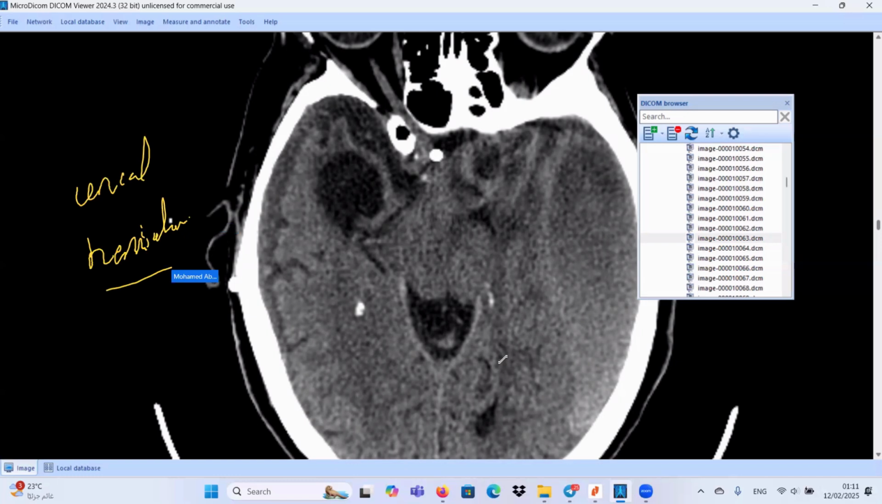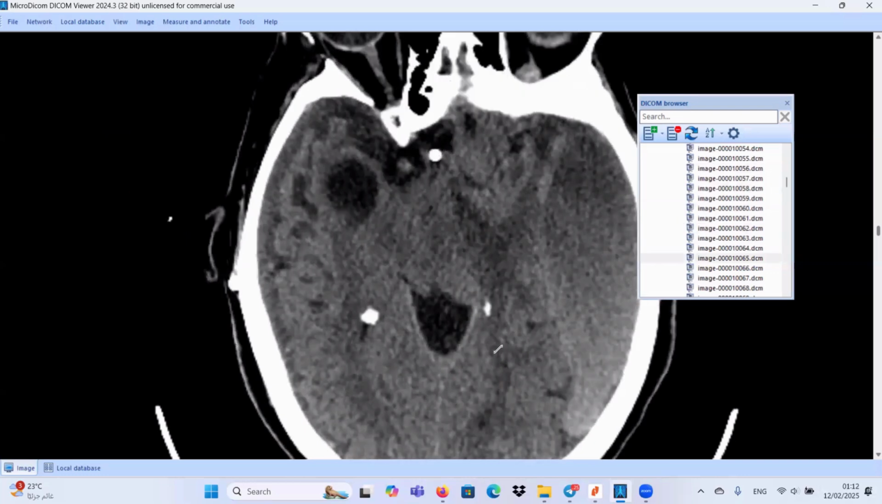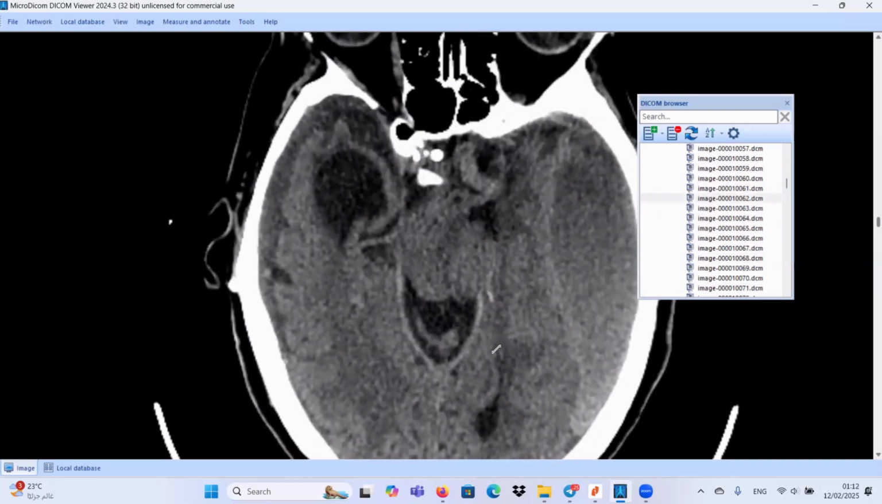One of the red flags in any masses or subdural collections or any extra-axial collections is emergent CT brain. We should focus if there is any brain herniation or not. So for sure we have uncal herniation on the left side. One of the complications of the uncal herniation is brainstem hemorrhage. We don't have any brainstem hemorrhage.